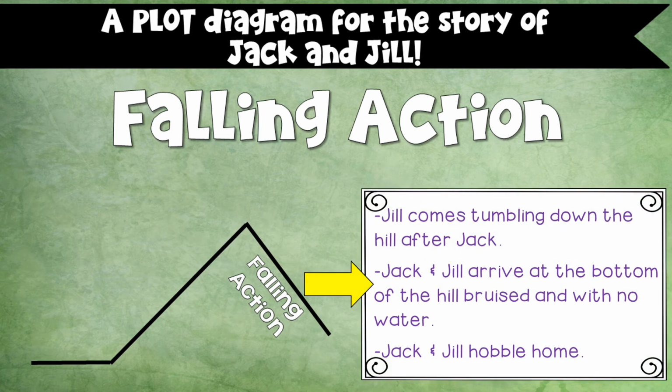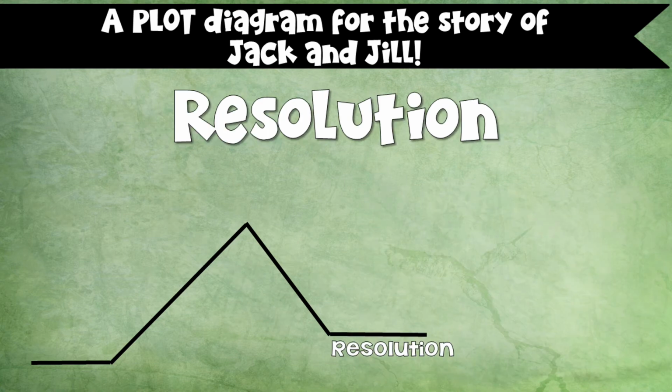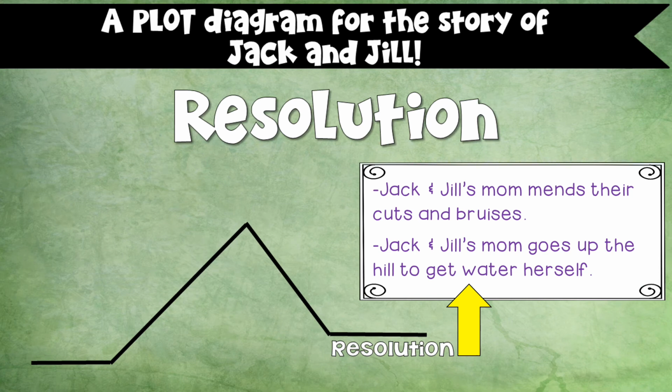And we can start looking at that falling action at that point. We're starting to see things coming to an end, and Jill tumbles after him, or she falls down too. They get to the bottom of the hill, they're bruised, they don't have any water, and we know that they hobbled home. Now, the resolution is just how the story ended. So in this case, Jack and Jill's mom heals their cuts and bruises. Jack and Jill's mom goes up to the hill to get the water herself because of her kids.